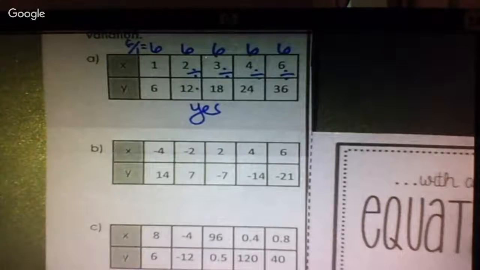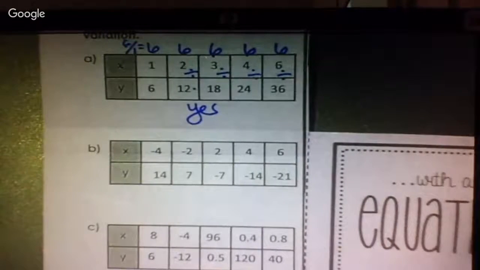Okay. B, Daniel, is this direct variation or not? Yes. He says yes. How many of you agree? Yes. What's my constant of variation then, Brandon? Negative 3.5.